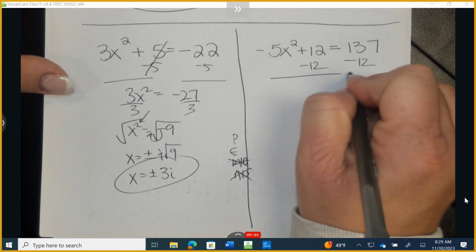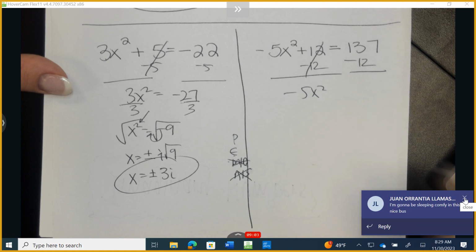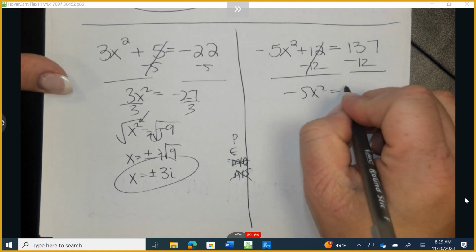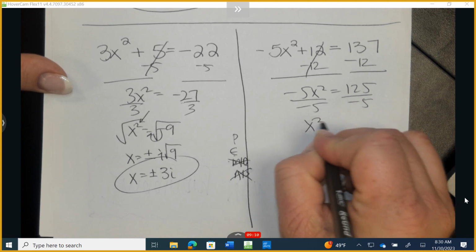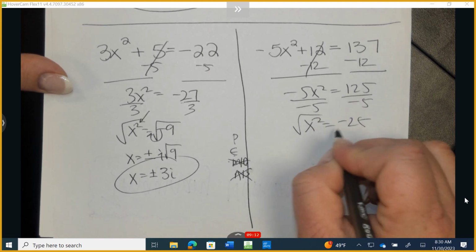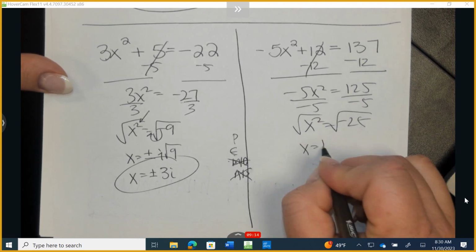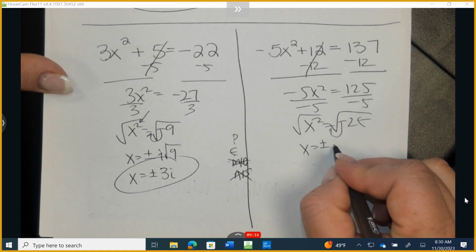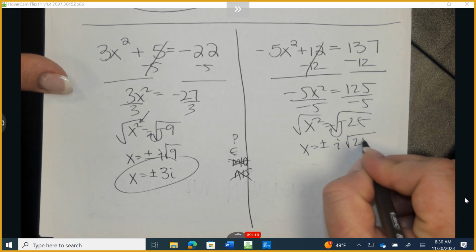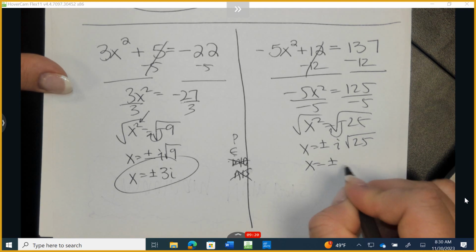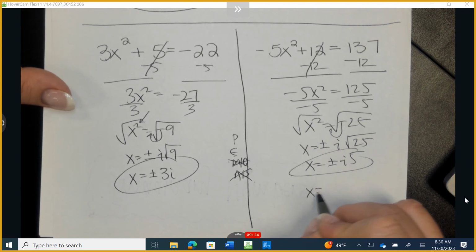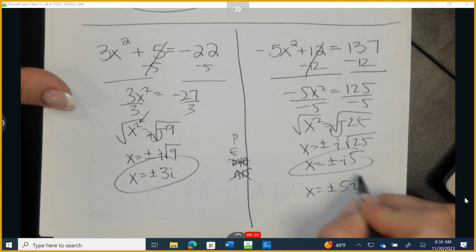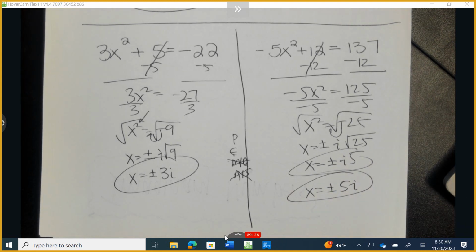Subtract 12 from both sides. Divide by negative 5, excuse me. Take the square root. I have two answers. I can't take the square root of a negative, and the square root of 25 is 5. So I'm going to write this in not proper form. I would definitely accept this as well, but proper form is going to have the number first followed by the i symbol.